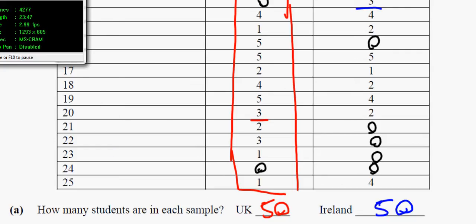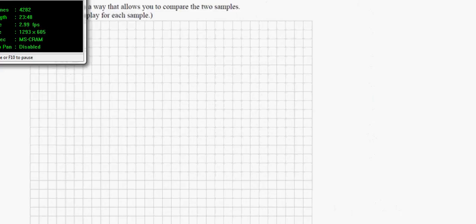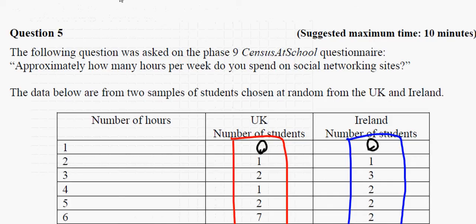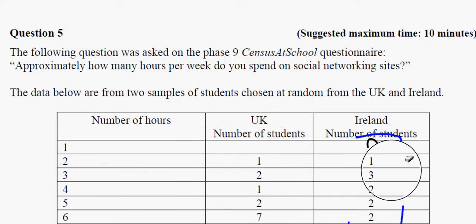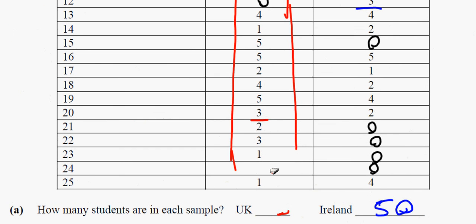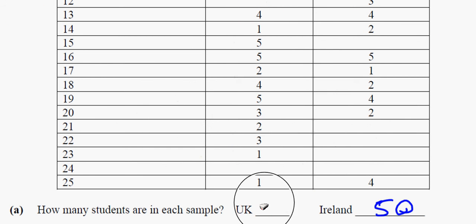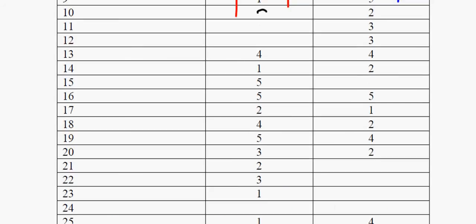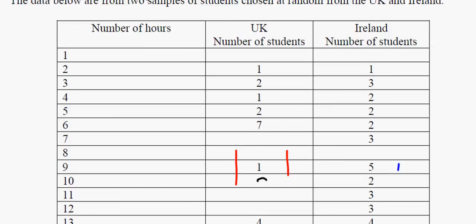In this part it says display the data in a way that allows you to compare the 2 samples. Use a separate display for each sample. So I'm going to decide to do a histogram. We need to arrange it into equal intervals. There's 50 students in total, 25 in each one. So let's arrange it into segments of 5.